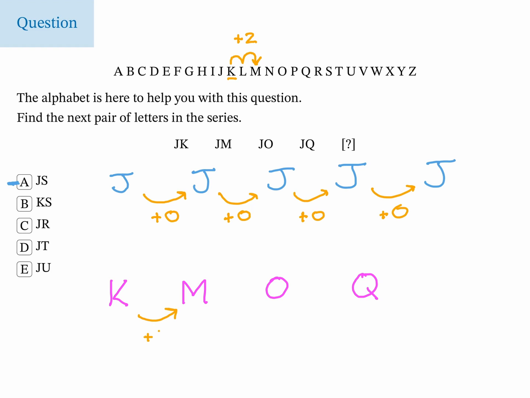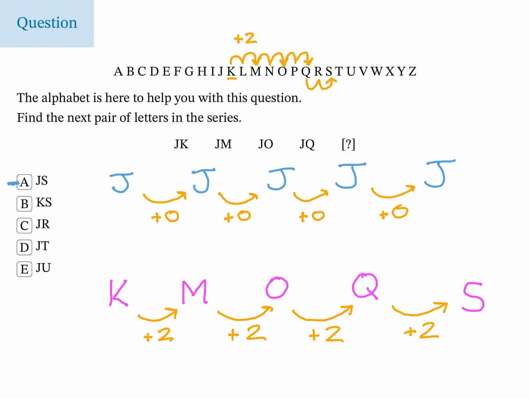Okay, what about to get from M to O? Well, again, if we start at M, we go 1, 2 letters to get to O. So we've also shifted forward through the alphabet by 2 letters. And finally, to get from O to Q, again, 1, 2, we've shifted forward through the alphabet by 2 letters. So in order to find the second letter in the next pair, we are going to start at Q and move forward through the alphabet by 2 letters. So if we start at Q, and I'll go underneath just to make it clear, we go 1, 2, we get to the letter S.